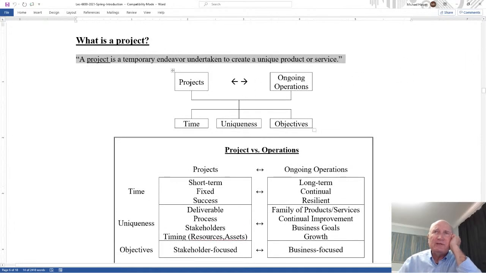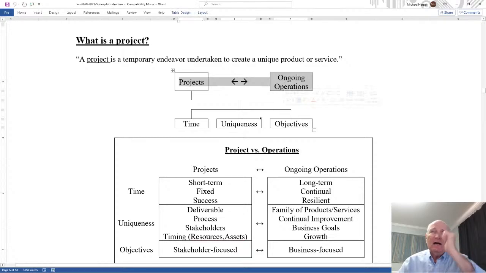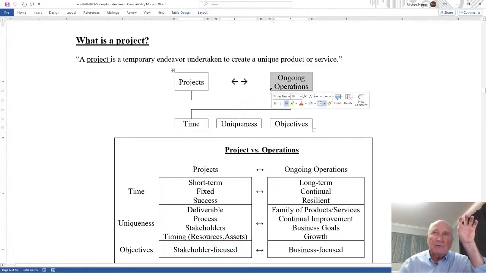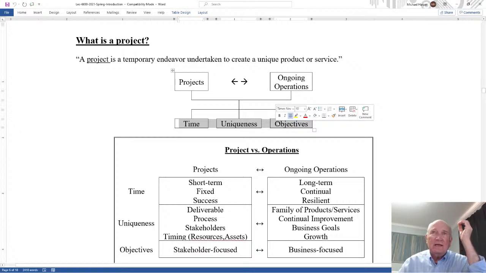The difference between projects and ongoing operations, well, we have time, temporary over here, ongoing over here. Uniqueness, this is unique, this is not unique, it's the same thing growing. And then the objective. Well, the objective here is to satisfy project objectives. The objective of ongoing operation is to support a business model. So these 3 things are very key in defining a project versus ongoing operations.